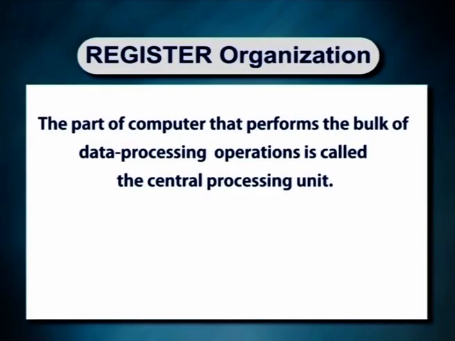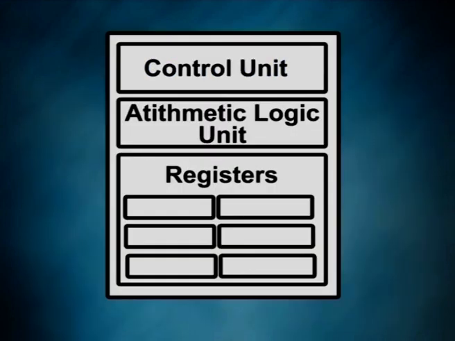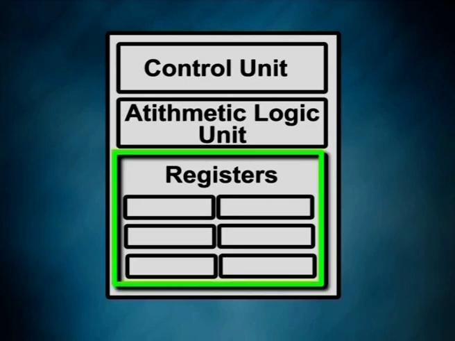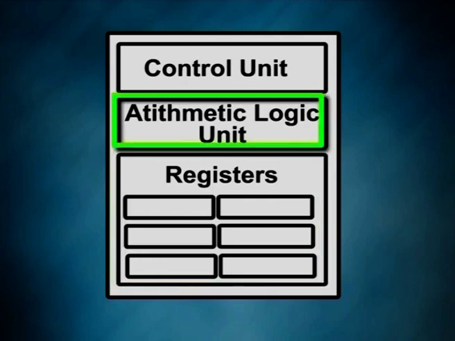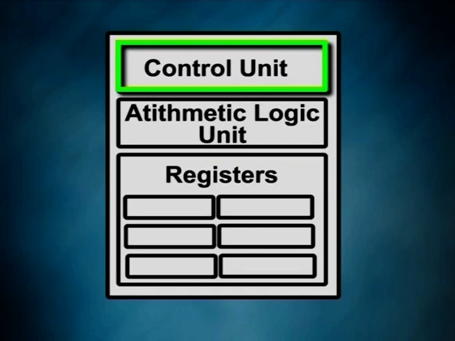The part of the computer that performs the bulk of data processing operations is called the central processing unit. The central processing unit is made up of three major parts. The first one is the register set. It stores intermediate data used during the execution of the instructions. The second part is the arithmetic logic unit. The arithmetic logic unit performs the required micro operations for executing the instructions, and the third part is the control unit. The control unit supervises the transfer of information among the registers and instructs the arithmetic logic unit as to which operation to perform.